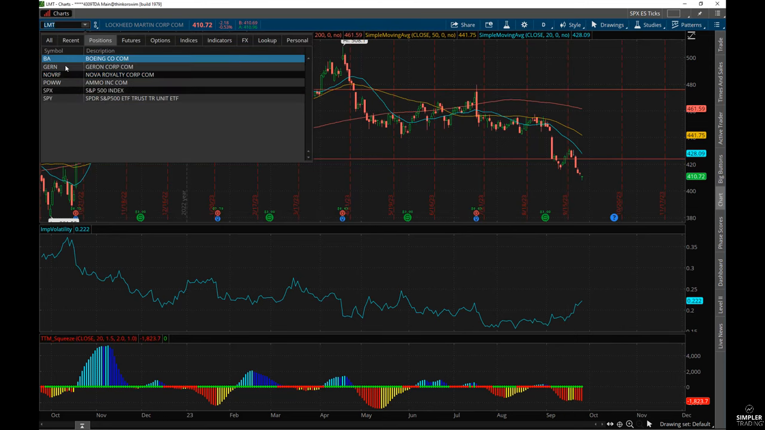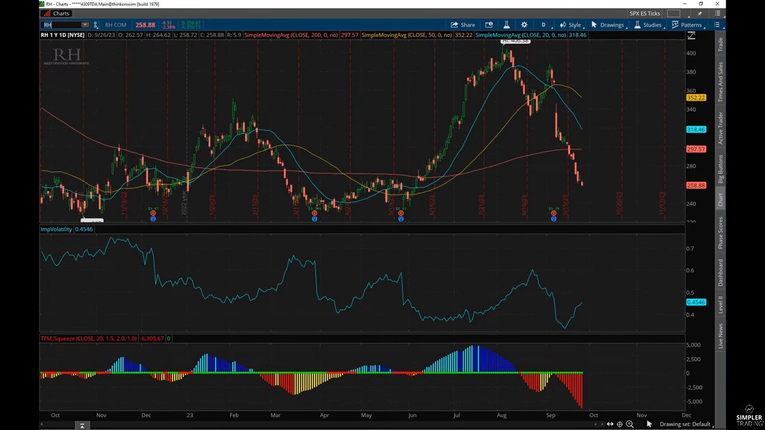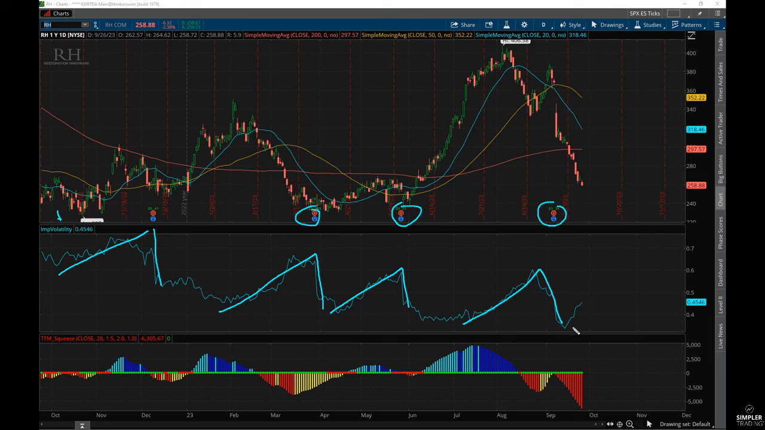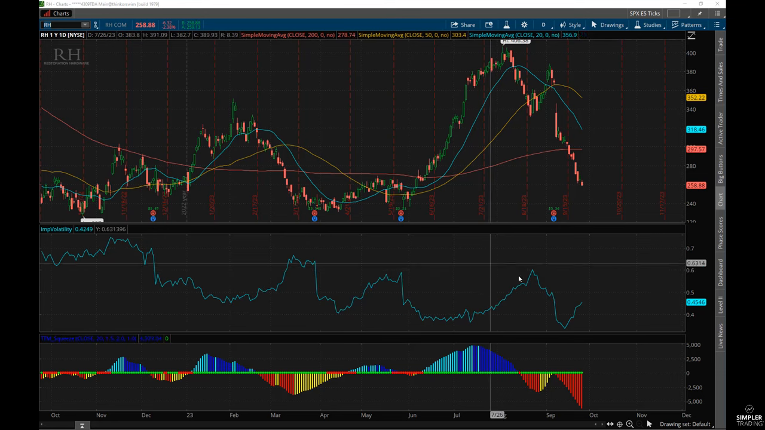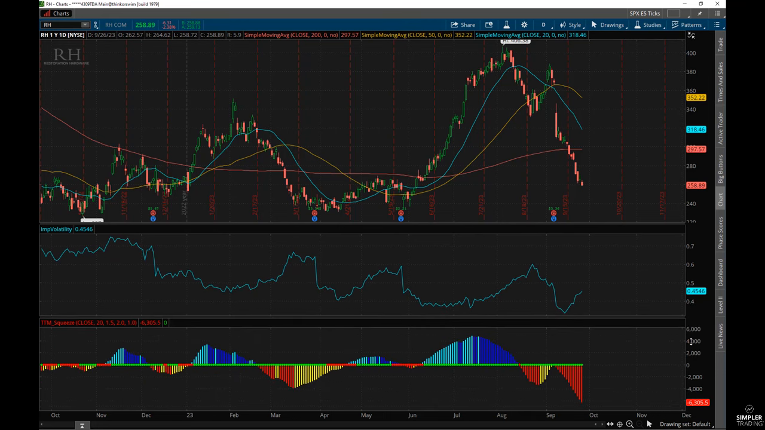Let's go back to our Restoration Hardware example. And again, from this, we can see here's our volatility. We rise into earnings, and then we have vol crush. Rise into earnings, vol crush. It's like clockwork. That's the EKG of earnings. That's the way it works. And again, we're getting a lot of information here on a super simple chart.